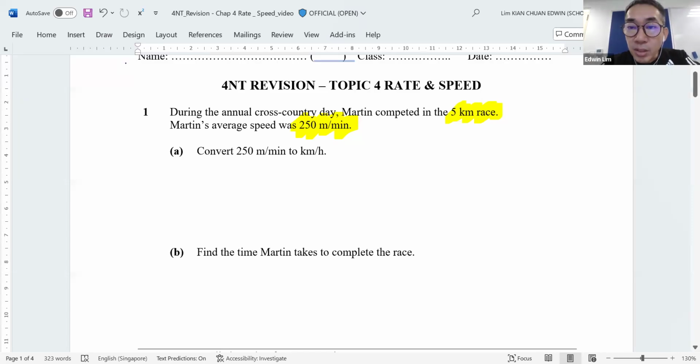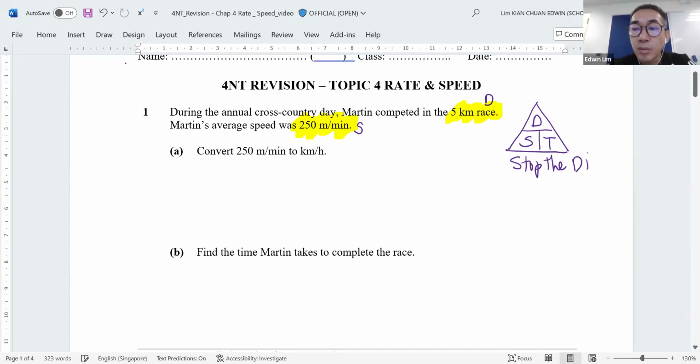So distance is D, speed is S. When you see this kind of scenario, I hope you can still remember we are always using this: "Stop the dinosaur." Use this as a way to remember STOP. Distance is equal to speed times time.